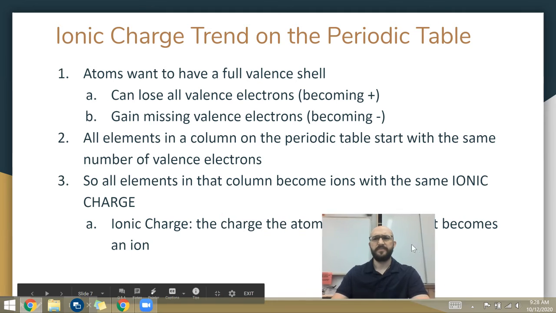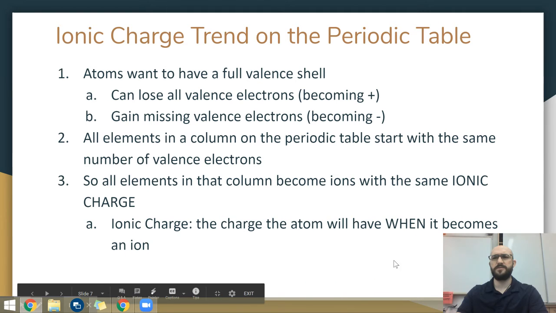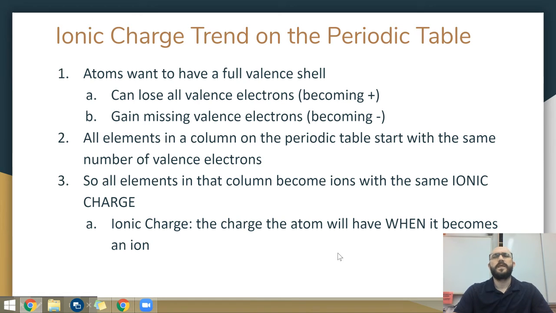All right, so what's the trend then? When we're talking about the trend on the periodic table, well, we know that atoms want a full valence shell. They'll do that either by losing some, becoming a positive ion, or gaining some, becoming a negative ion. Okay, we know that all elements in a column, also called a family or a group, have the same number of valence electrons. So they're all going to do the same thing, gain or lose. So they're all going to end up with the same charge when they become an ion. That's called the ionic charge. The charge you would have if you were an ion is the ionic charge.